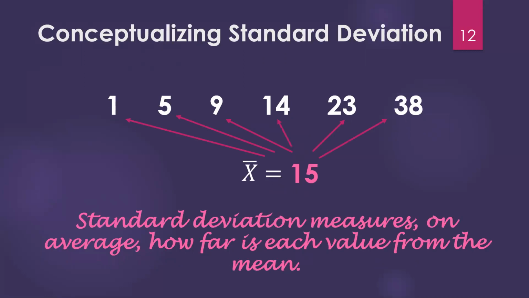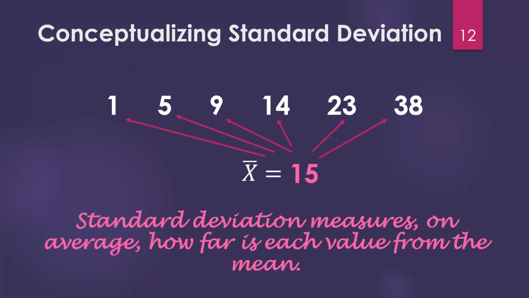What standard deviation does is looks at how far each value in the data set is from the mean. How many points away is 1 from 15? How many points away is 5? How many points away is 9, et cetera, et cetera? And what is the average of all of those distances? So it's saying, on average, how far away is each value from the mean? Standard deviation looks at, on average, how far each value is away from the mean.